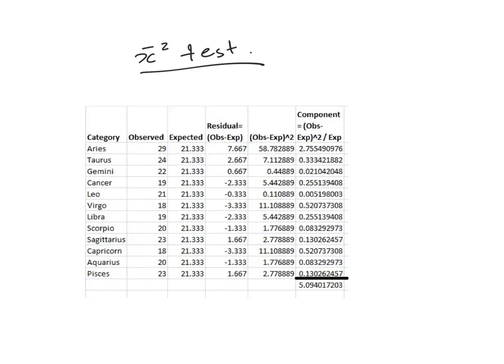Once you've done that, you then divide it by the expected value again, and that gives you this fifth column of components. You add all of these numbers together to give you your final chi-squared value, which in this case is 5.09, and then we need to compare that to our chi-square table to tell us whether it's statistically significant or not.